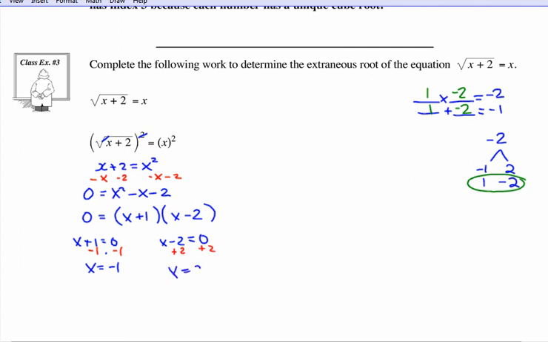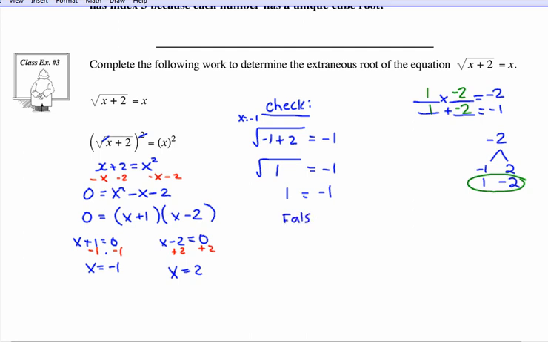The only way to figure out which one's extraneous is to do a check. So we're going to do our verify. We always use the original equation, so we'll start with x equals -1. So the square root of negative 1 plus 2 has to equal negative 1. So negative 1 plus 2 is just 1, and the square root of 1 is 1, positive 1. And 1 does not equal negative 1, so that's false.